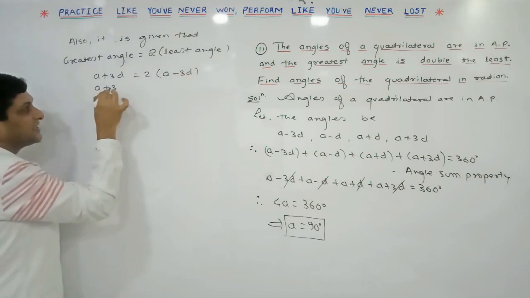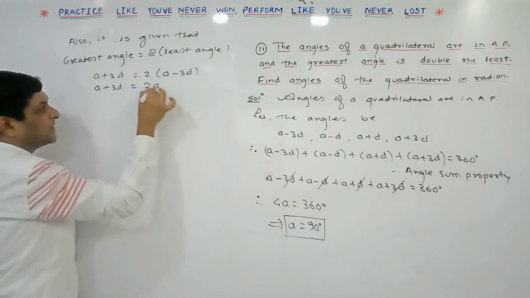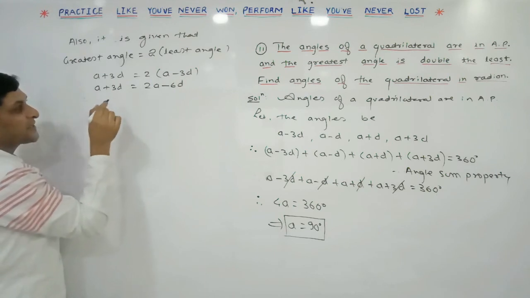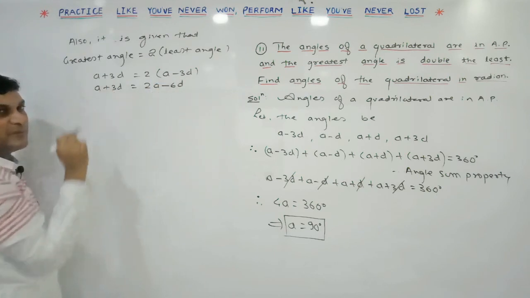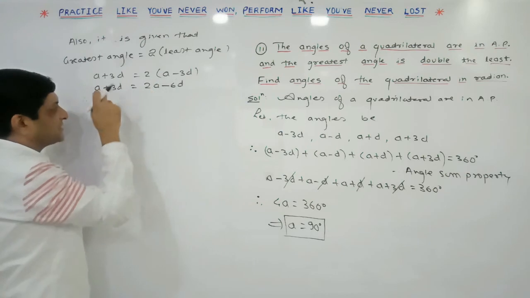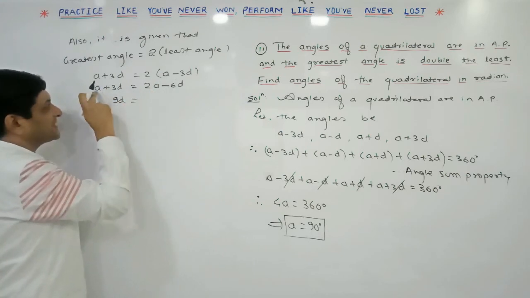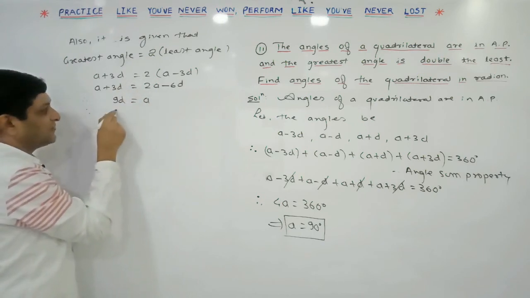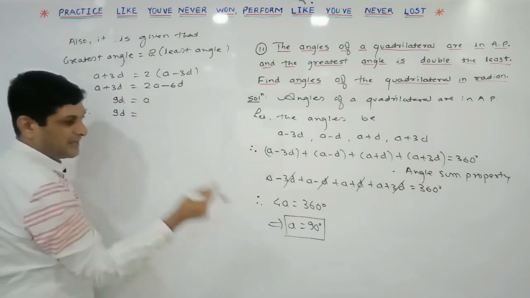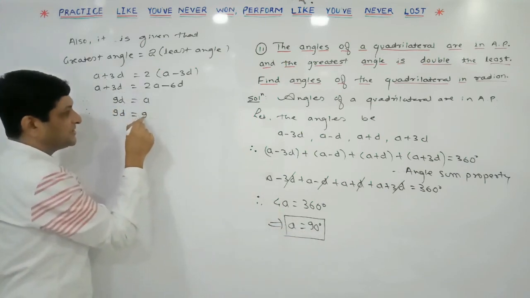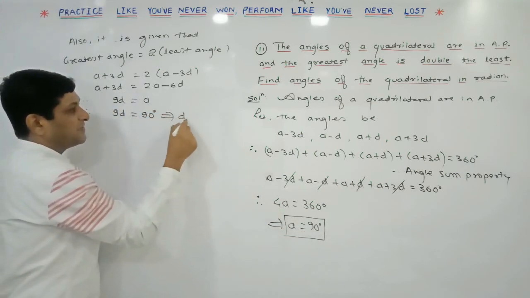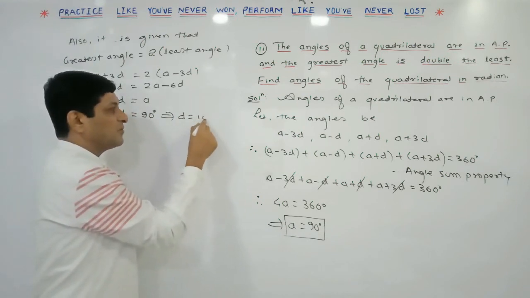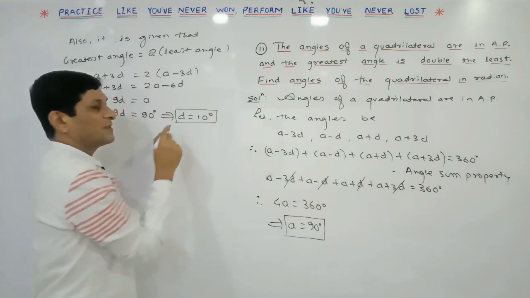Let us simplify this equation. A plus 3D, keep it as it is. 2 into A will be 2A, 2 into minus 3D will be minus 6D. So this minus 6D on this side will become plus 6D. 3D plus 6D will be 9D, and plus A on this side will become minus A. 2A minus A will be equal to A. So therefore 9D is equal to A. I am replacing A by its value 90 degrees, which implies that D will be 90 degrees divided by 9, which is equal to 10 degrees. In this way we have got the value of D.